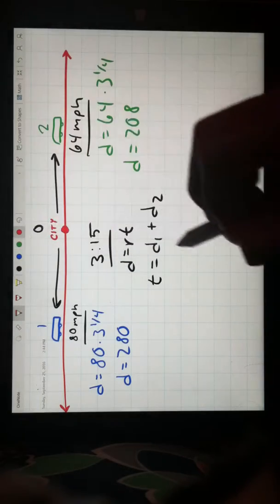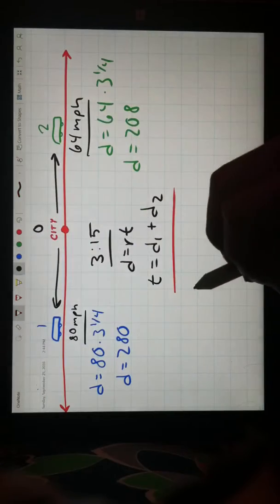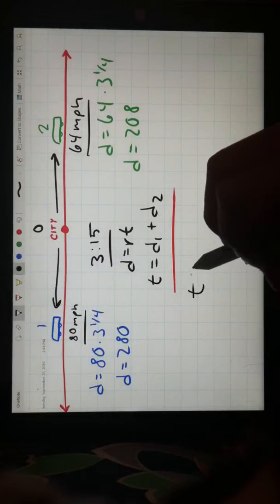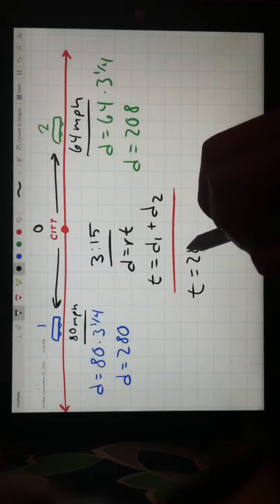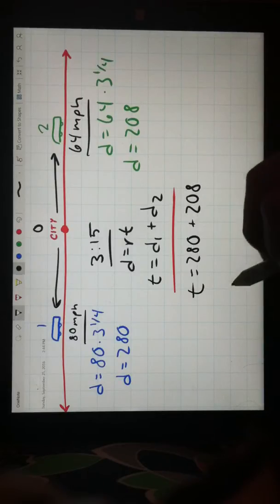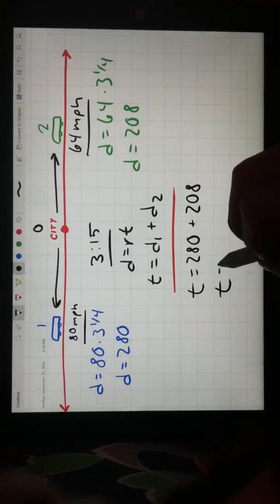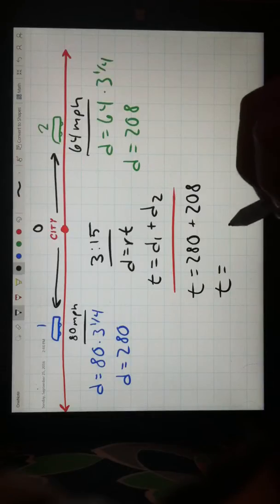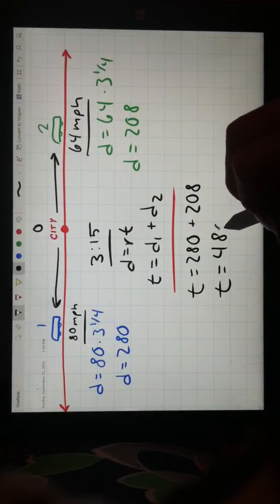So let's plug this into our equation. The total distance between both of the trains will equal 280 miles plus 208 miles. The total distance between both of the trains after 3 hours and 15 minutes of travel will equal 488 miles.